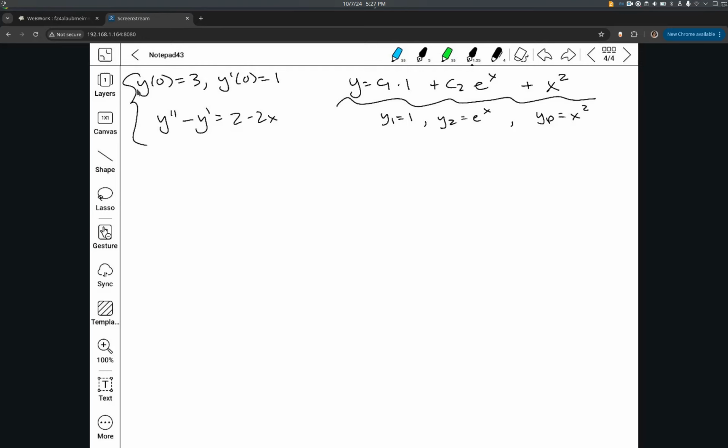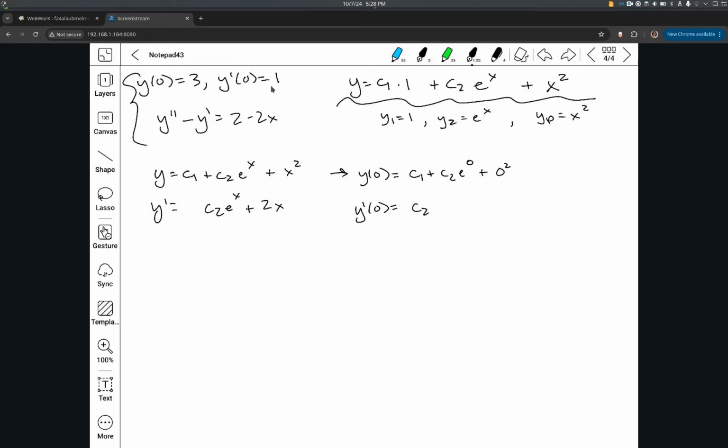So since this is a second order equation, I have a condition on y and a condition on y prime. So I'm going to go ahead and compute y prime as well. So my c1 goes away, and I'm just left with c2 e to x plus 2x. And I'm going to have to evaluate these at 0. So I've got c1 plus c2 e to 0 plus 0 squared, and c2 e to 0 plus 2 times 0. Simplifying those, I'm going to have c1 plus c2 and just c2.